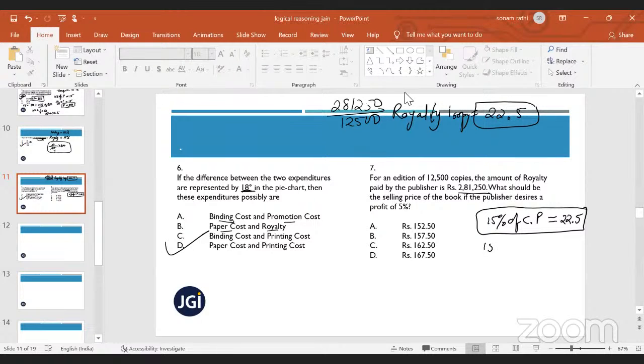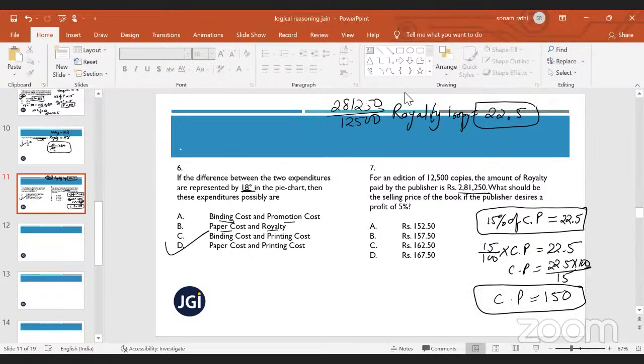So can you find the cost price? What will be the cost price? Yes, cost price is 150. If I do the calculation, I will get 150. Yes or no? Everyone, cost price is how much? 150.